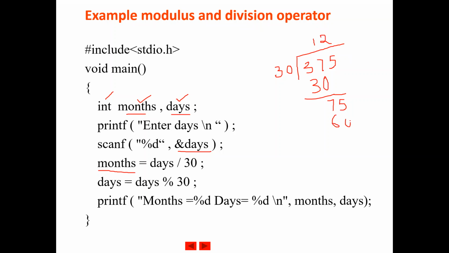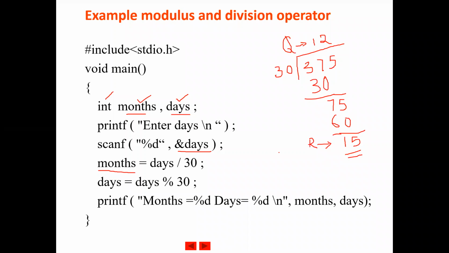So what is remaining now? When you subtract, you will be getting what? 7 minus 6 will be 1, so it will be 15. Now when we check whether 30 will go in 15, no, it will not go. So 15 will be your remainder. And what will be your quotient? 12 will be your quotient, right? So with this operation, I will be able to find the number of months. The number of months is given by the quotient, and the remaining days will be given by the remainder.